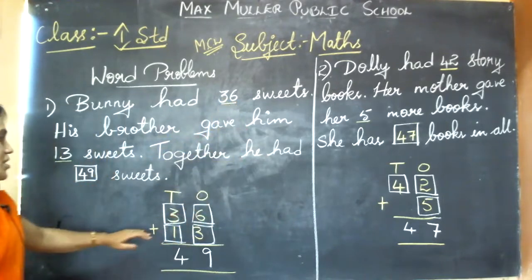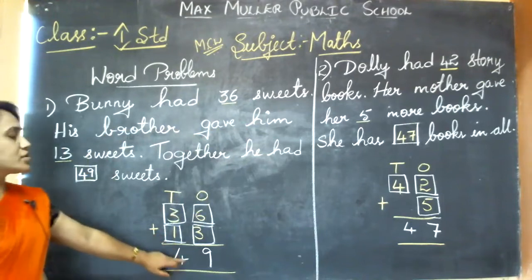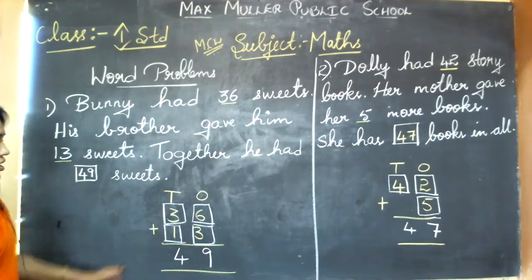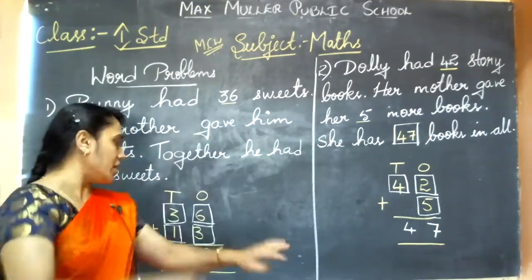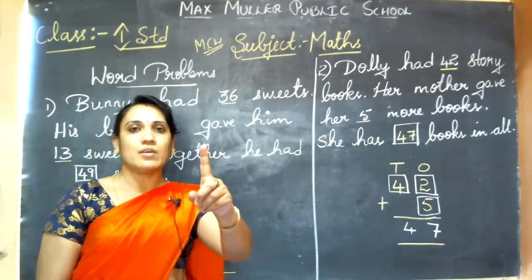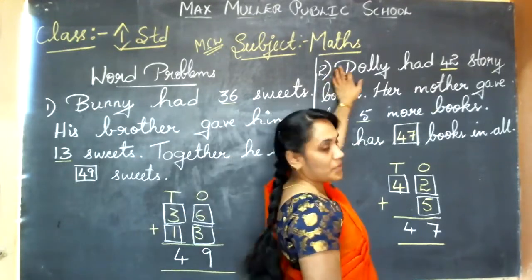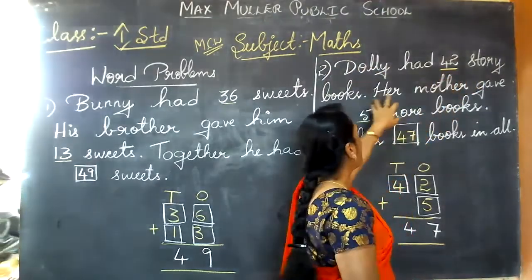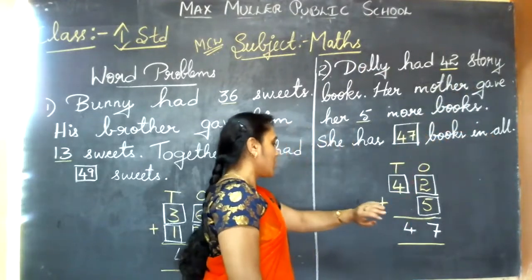How many sweets does he have? Bunny, 36. First step I have written. Second step, his brother gave him 13 sweets. So start 13, 36 plus 13. You have to do the addition. How to do addition? 6 in the mind, 3 in the finger. After 6, 7, 8, 9. 3 in the mind, 1 in the finger. After 3, 4. So totally 49 sweets. Then come to the next page. Copy the second sum. Dolly had 42 storybooks. Her mother gave her 5 more books. Okay. 42 storybooks.